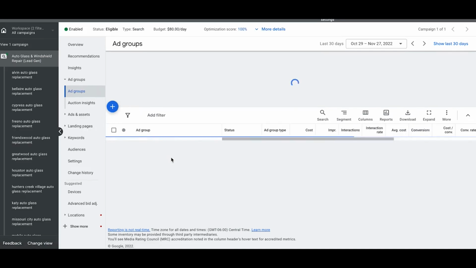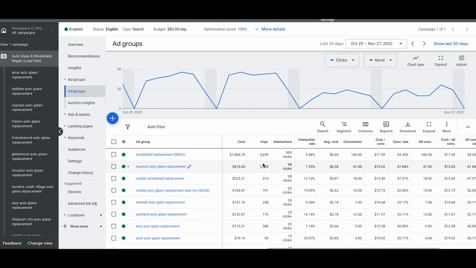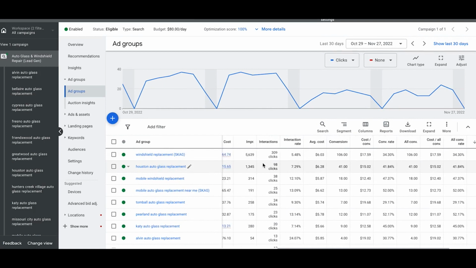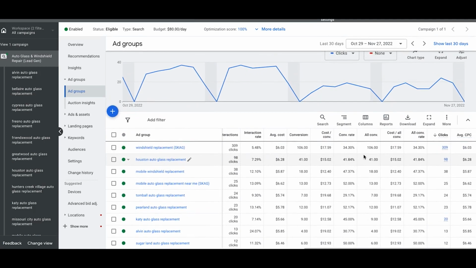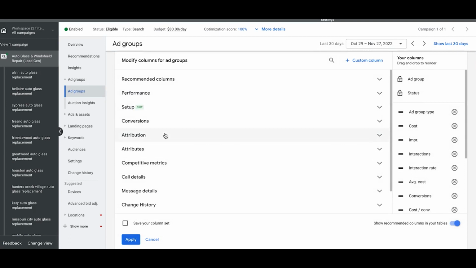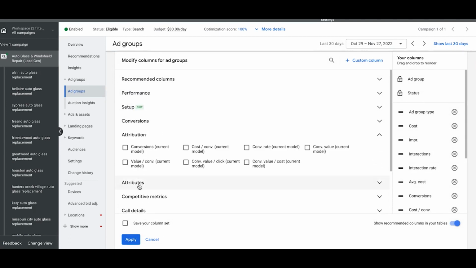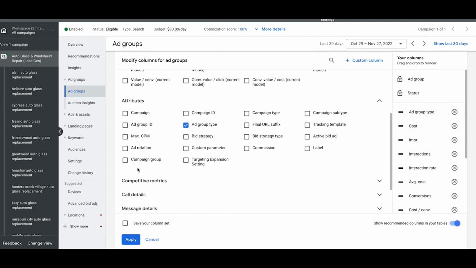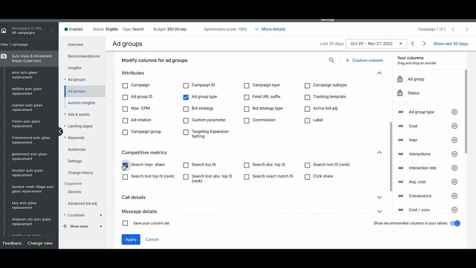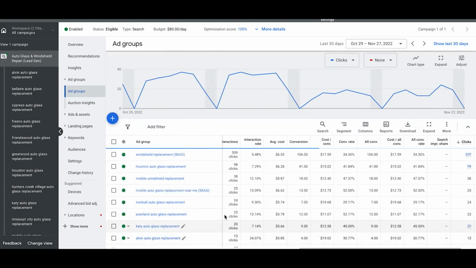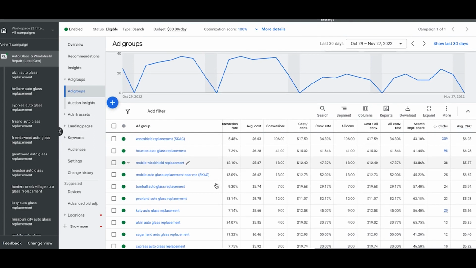If you go into his campaign, let's see if I have it in here. I don't. Let's break it down by ad group, and we will see what is going on now. What competitive metrics? Where is that? There we go. Search impression share. Apply. There we go. Search impression share column now at the ad group level.